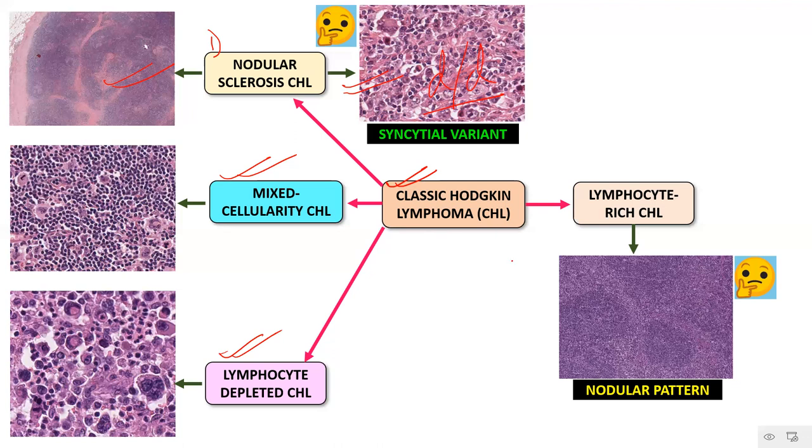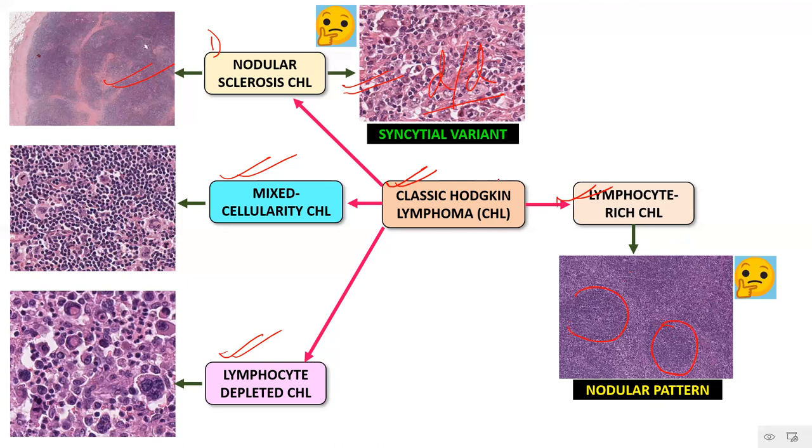And lastly, another important category is the lymphocyte-rich category of classic Hodgkin lymphoma. Now, again, this has got two kinds of presentations. One is the nodular architecture, like you see over here, and that is the commonest kind of presentation of lymphocyte-rich classic Hodgkin lymphoma. The other one would be a diffuse variant of the same, which is relatively uncommon.